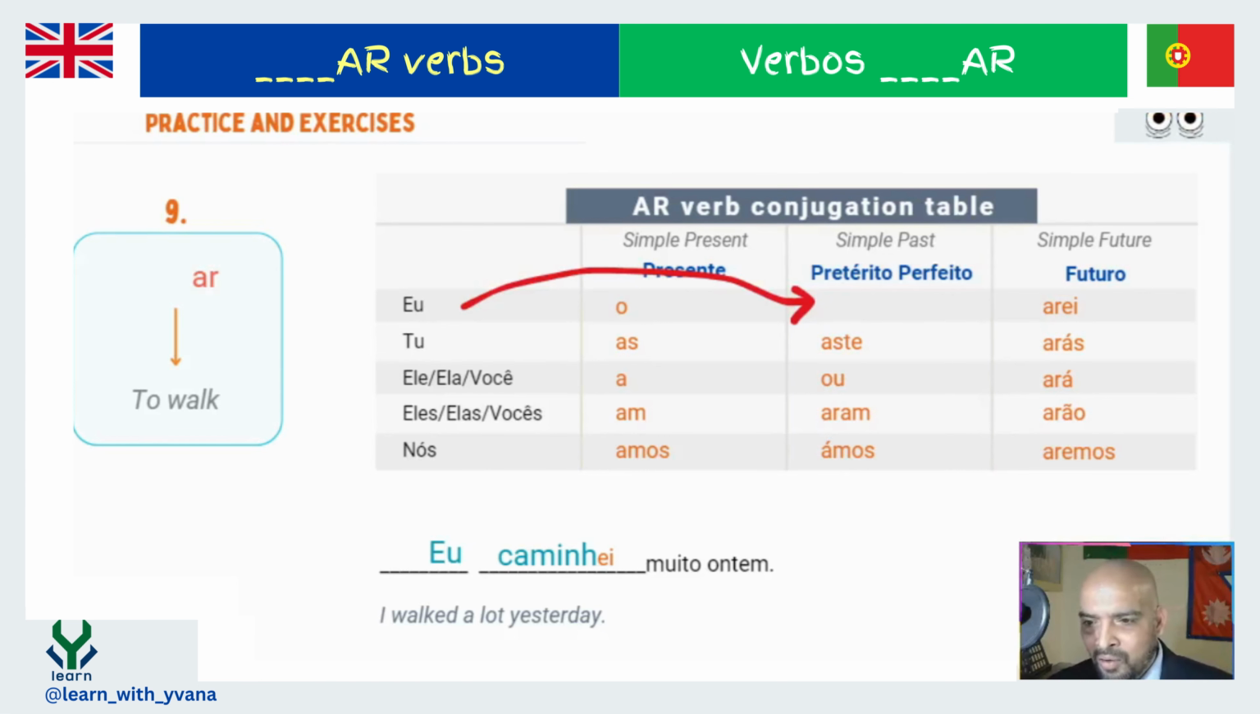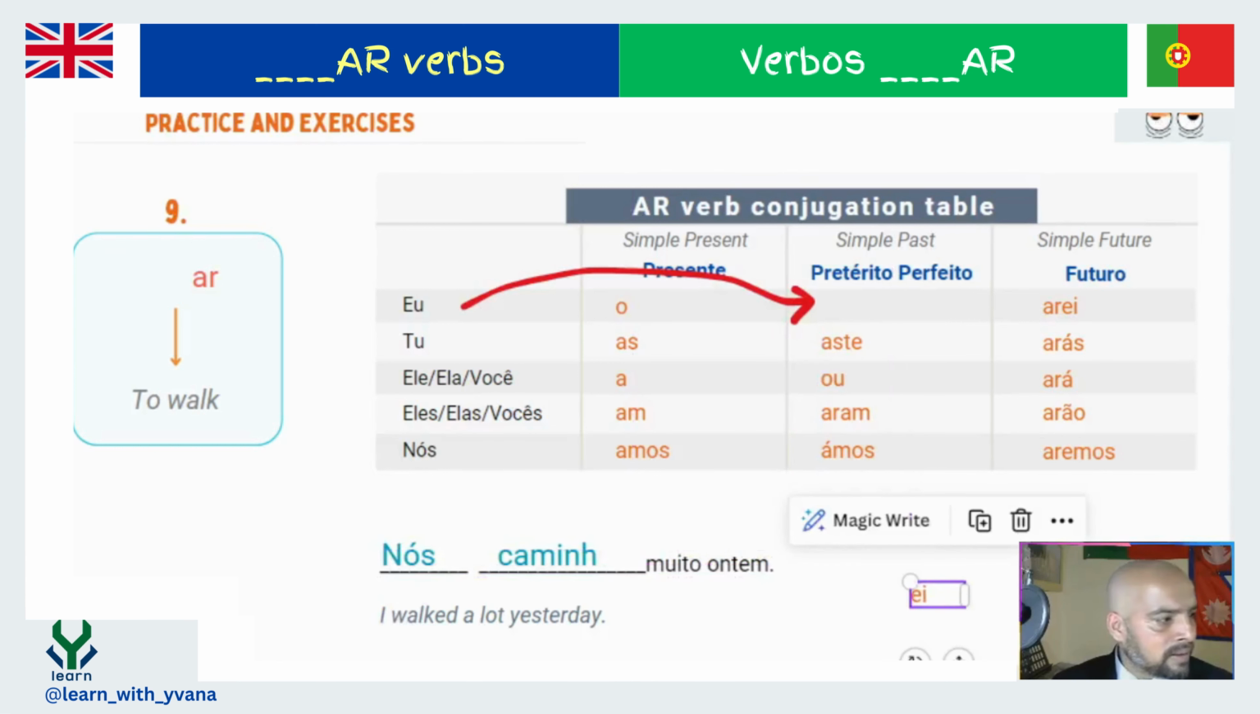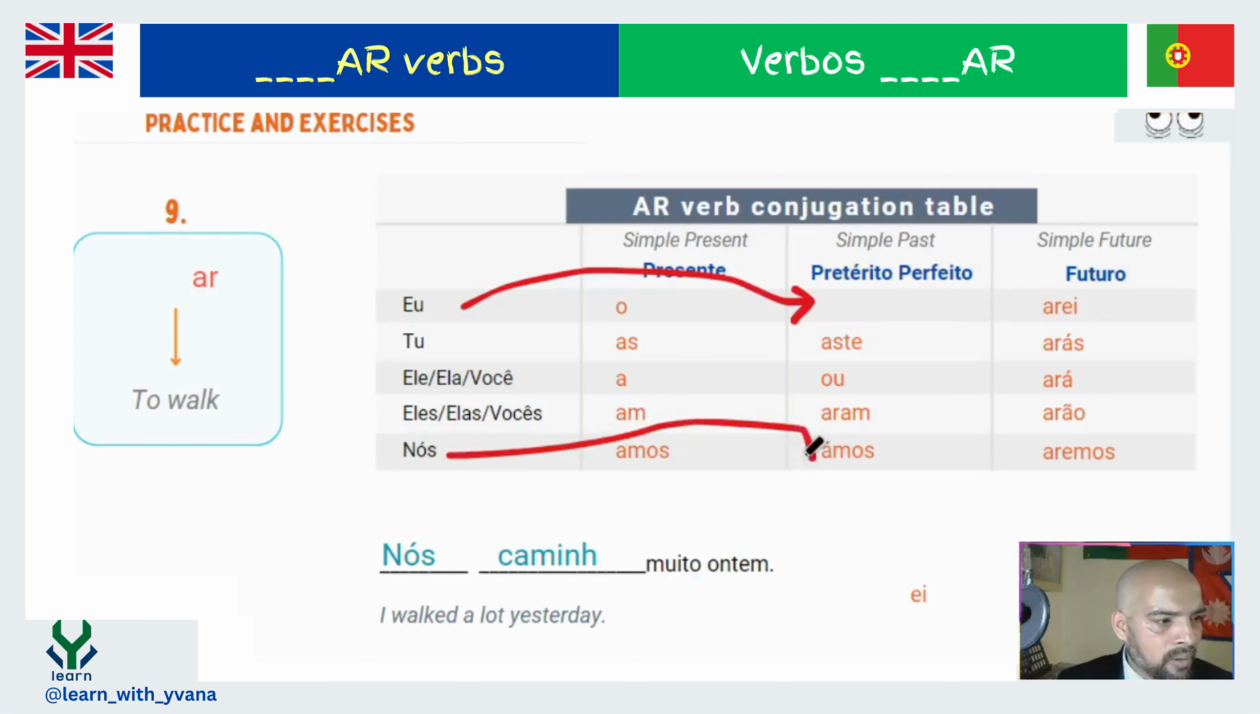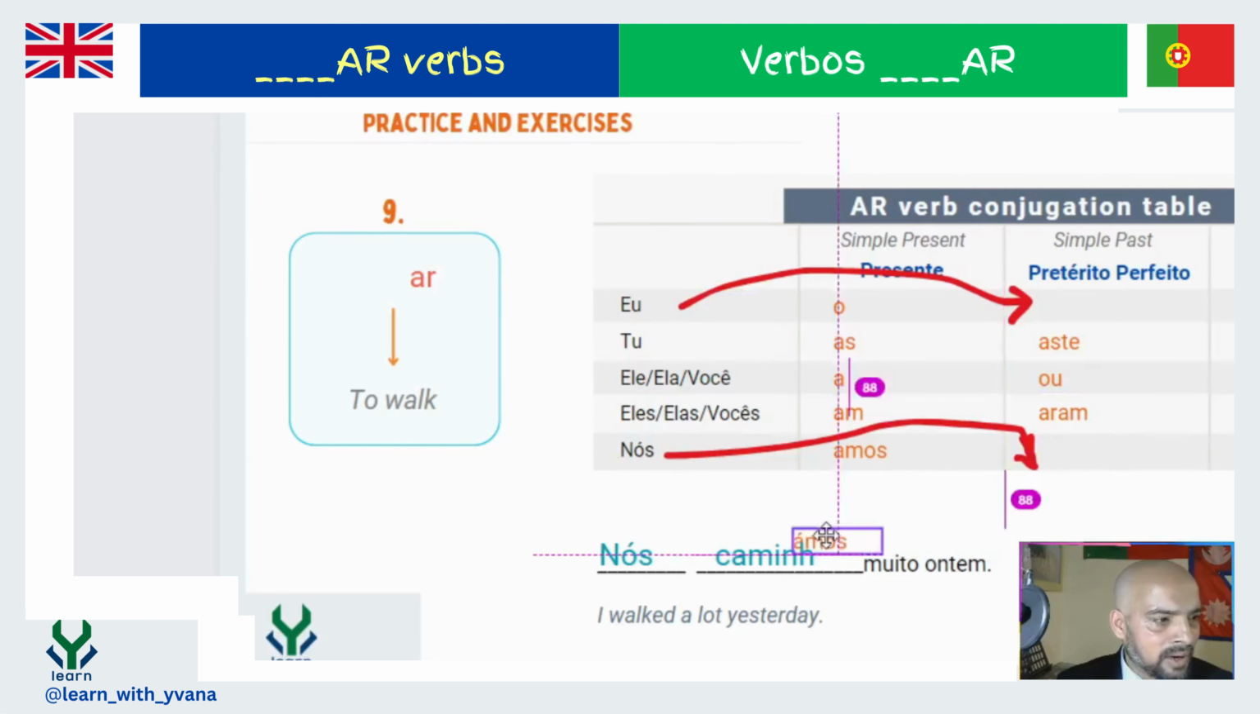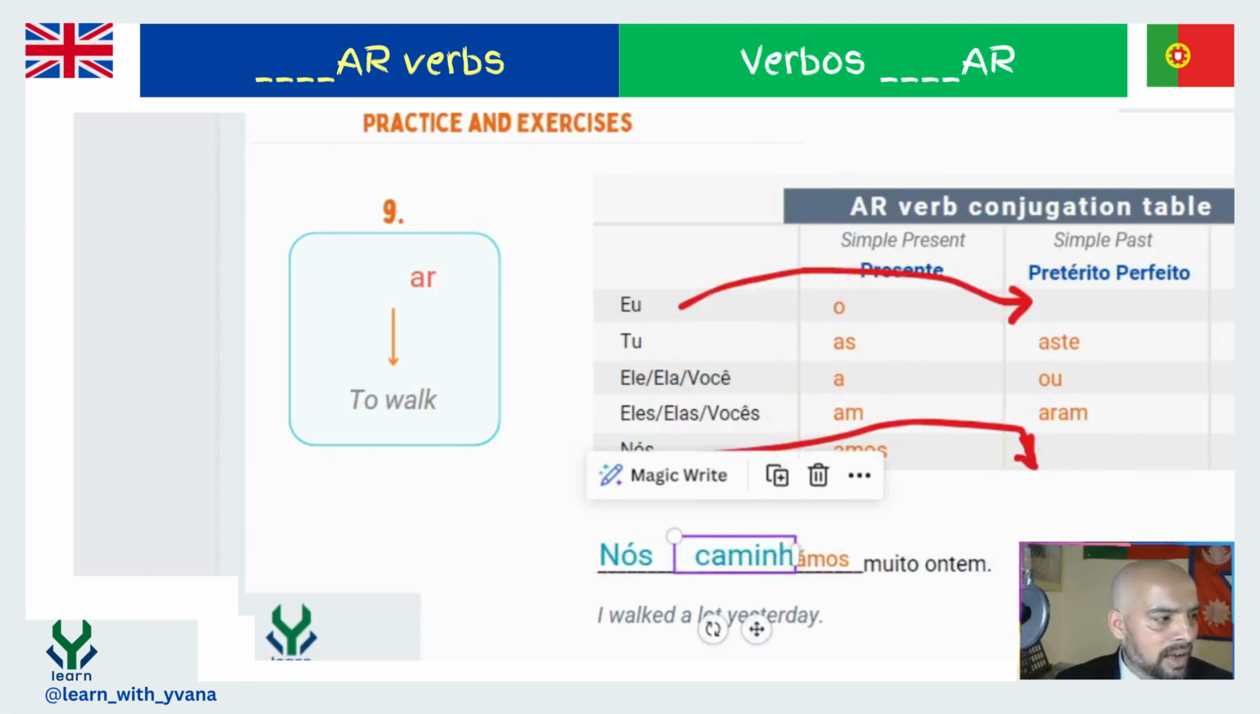Elas caminharam muito ontem. Yeah, elas, then we say caminharam, right? If I want to say that we walked a lot yesterday, that means nós, right? And for we in past, what do we use? We use amos, right? And if you make these sentences, nós caminhamos muito ontem. We walked a lot yesterday.